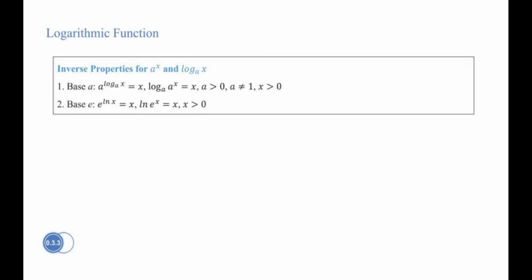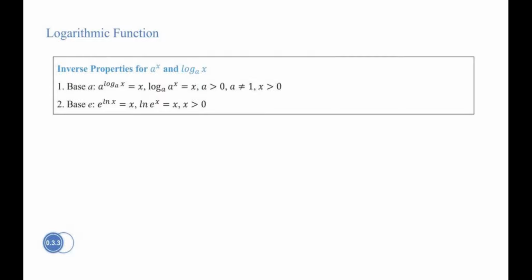This slide shows the inverse relationship between exponential and logarithmic functions. The first rule says a to the power of log_a x equals x. This means if we take a log with base a and then raise a to the result, we get back to the original x. The second rule says log_a of a to the power of x equals x. This means the logarithm cancels out the exponential.